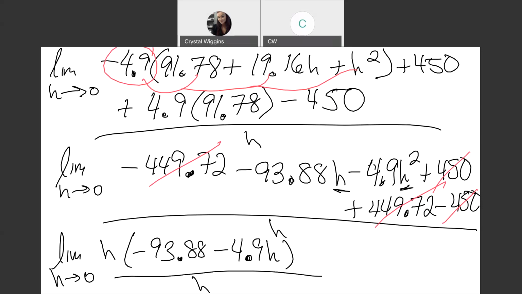all over h. We cancel the h's out now, algebraically correct, and we substitute in our 0, and that leaves us with a velocity at the moment the ball hit the ground to be negative 93.88 meters per second. Again, the negative tells us that the ball was going down towards the ground, and it was traveling at 93.88 meters per second the second that it hit the ground.